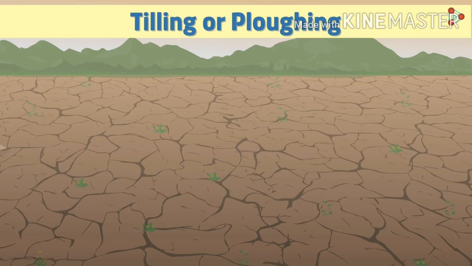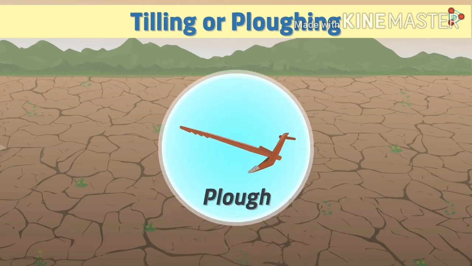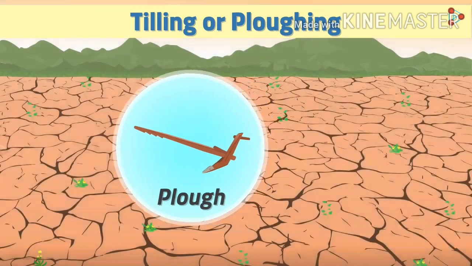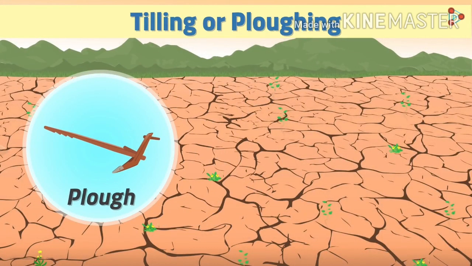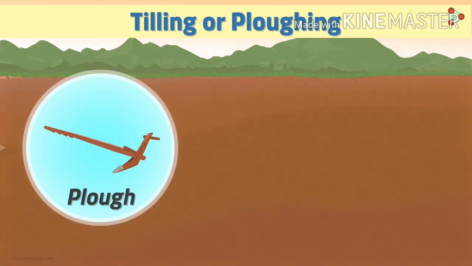How is tilling and ploughing done by man? Have you heard the name of an equipment called plough? Yes, I'm sure you have. It helps to loosen the soil. But what if the soil is hard? Would it be easy to plough? No, it won't be. Hence, the soil may have to be watered before ploughing.